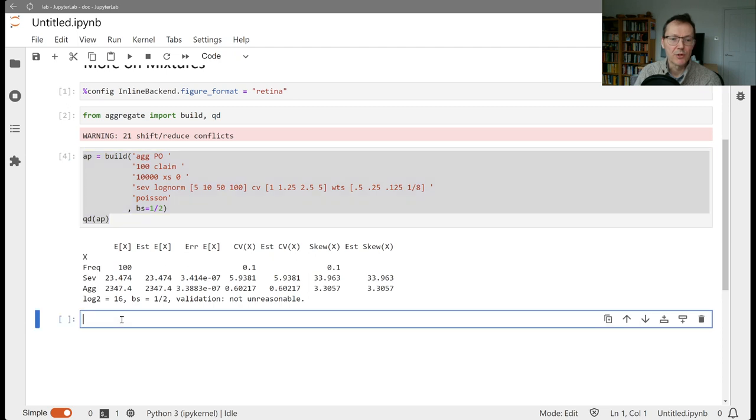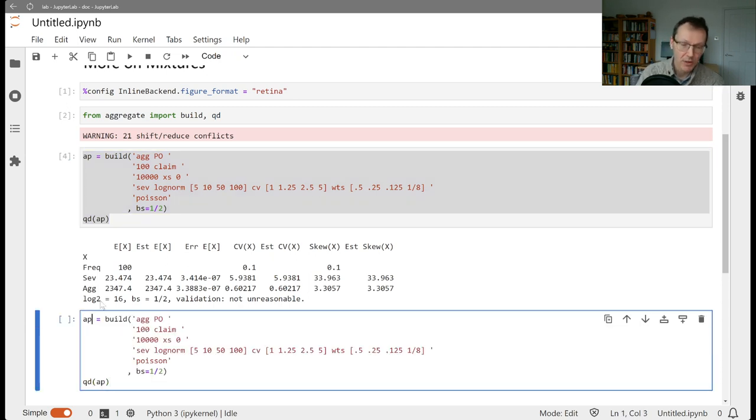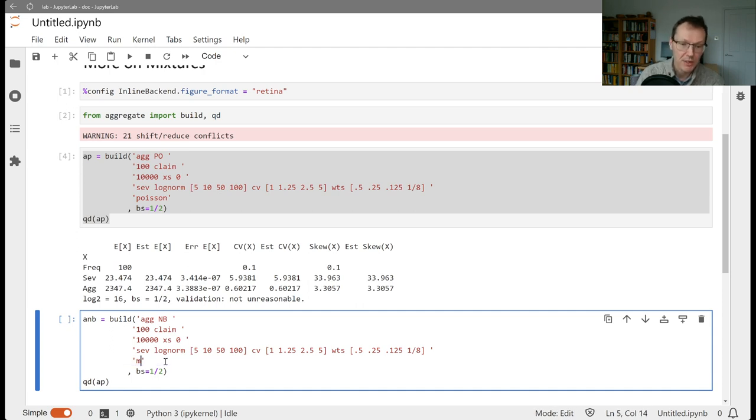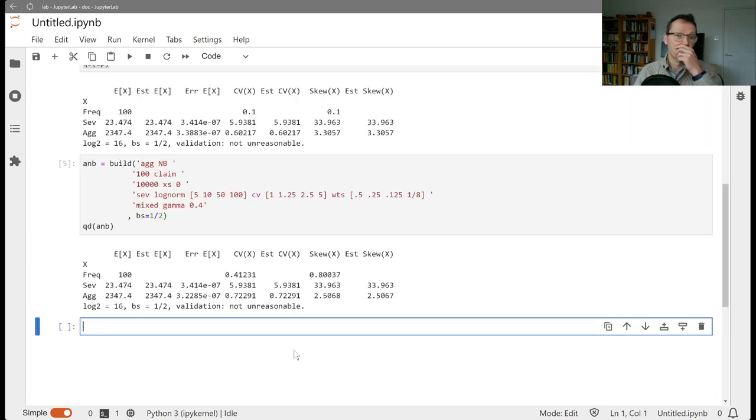I also want to make a version of this with a negative binomial frequency. So I'm going to call this A, and let's call this NB here. And I'm going to use a mixed gamma. So mixing on the Poisson to give me a negative binomial, I want the coefficient of variation to be 0.4, which is a fairly serious amount of uncertainty. This would maybe be a sort of specialty casualty book where there was quite a lot of pricing uncertainty. And so let's run that and execute it.